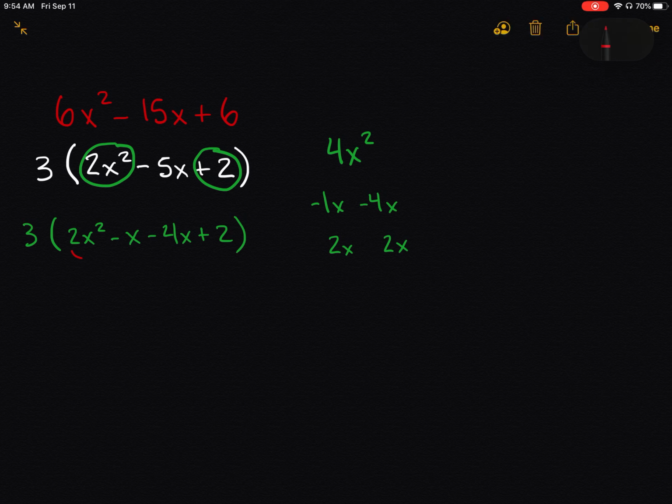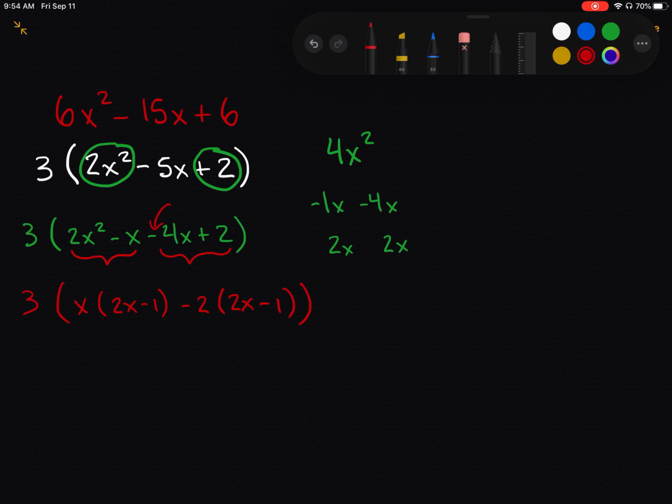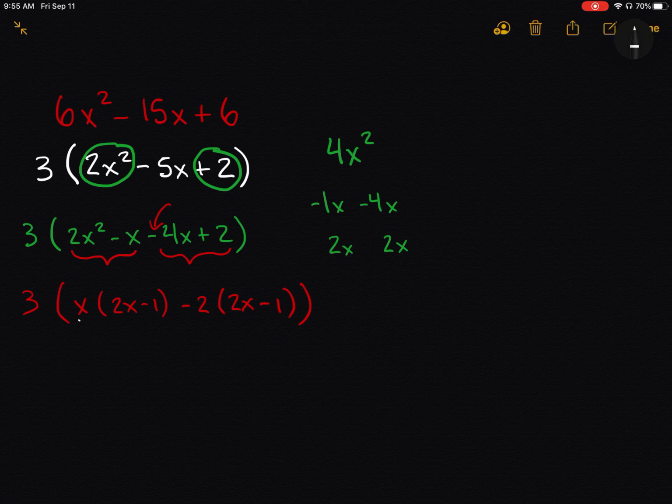Next, we want to group the first two terms, and we want to group the last two terms, and the greatest common factor is going to be x. So we're going to have x times 2x minus 1 for that first group. And again, when you lead with a negative, you have to factor a negative out of that group. So we're going to have a minus 2 times 2x minus 1. And we still have that 3 in the front, so we'll put a 3, and technically this stuff is in parentheses.